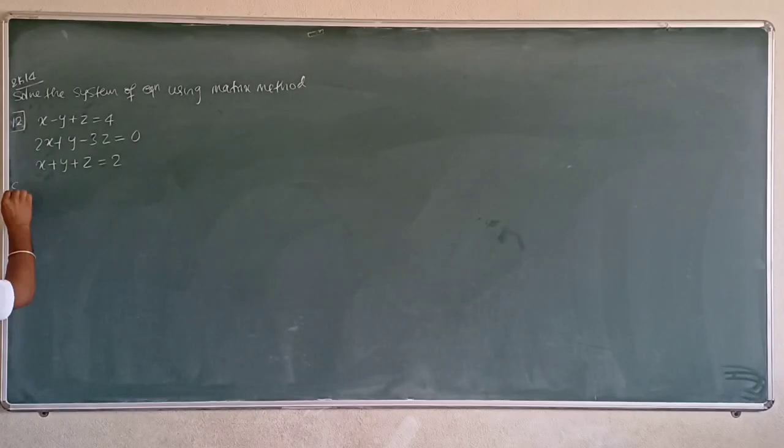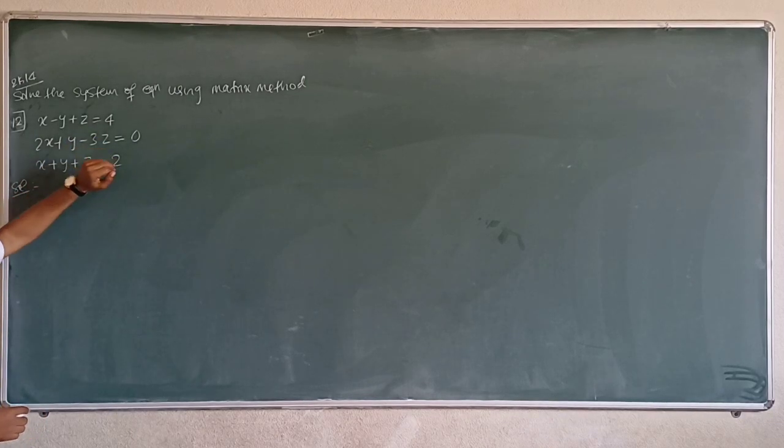What is the linear equation? That is x minus y plus z is equal to 4, 2x plus y minus 3z is equal to 0, and x plus y plus z is equal to 2. This is the given system of linear equations.